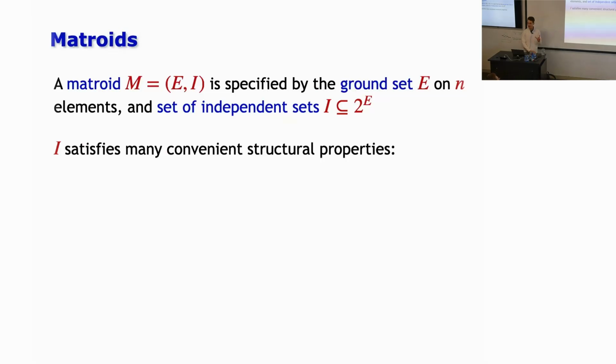It's specified by two things. A Matroid M consists of the set E and a set I. The set E is the so-called ground set, and it just consists of n arbitrary elements. And the set I is what we call the set of independent sets. So I is a set of subsets of E. And importantly, when we talk about Matroids, this set I satisfies many convenient structural properties.